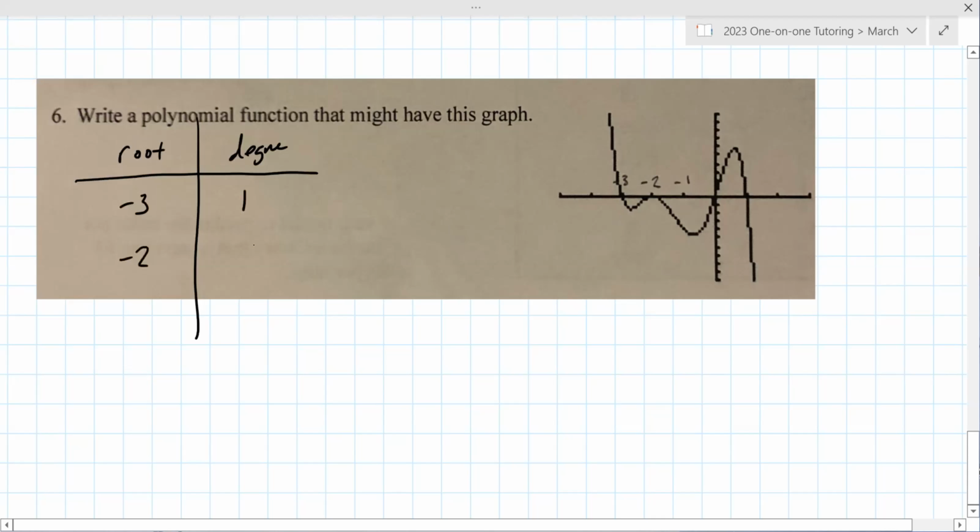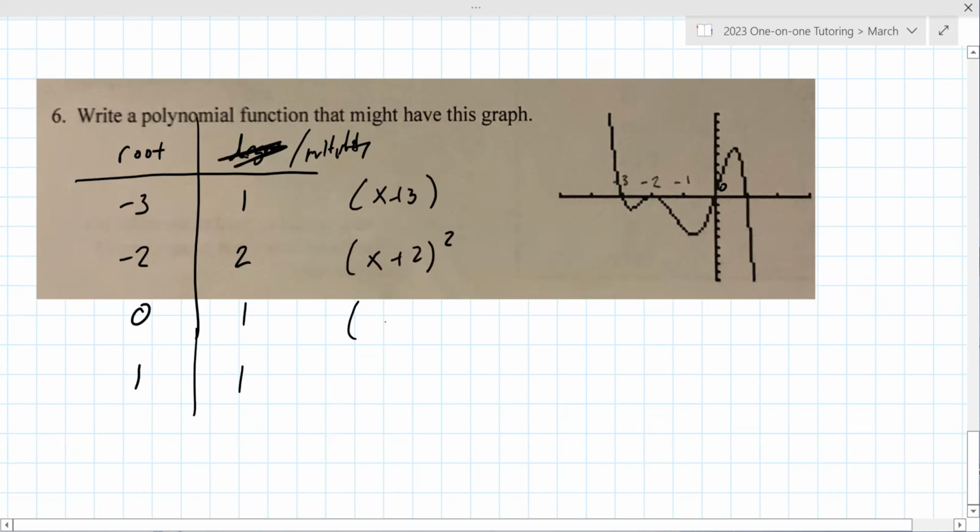There's a root at -2, but it touches, so that's degree 2. There's a root at 0, but it crosses, so we'll go degree 1. Think of degree as multiplicity. I don't know why I keep saying degree, multiplicity. And then at 1, it also crosses, so multiplicity of 1. So this first one corresponds to x plus 3. The second one, x plus 2 squared. This corresponds to just x to the power of 1. And this last one would be x minus 1 to the power of 1.